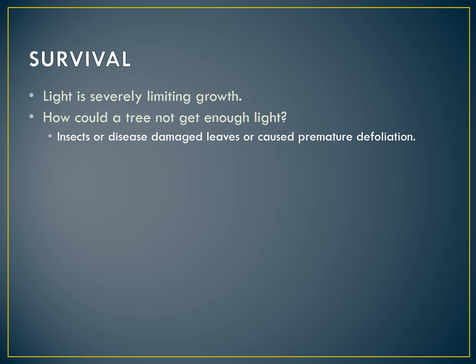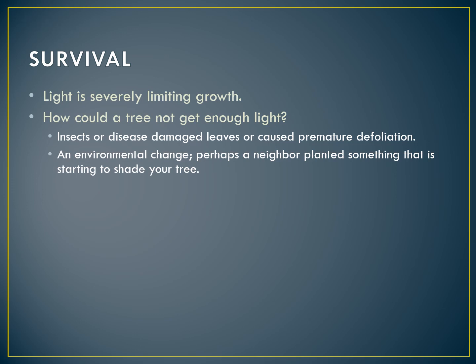Or another way to think about this is maybe there's an insect that's chewing on the leaf and literally eating the leaf, only leaving the veins. Well, if the insect is eating the leaf, there's not going to be any cells for photosynthesis. Another possible explanation might be that maybe somebody planted a larger tree that's shading your smaller tree. Originally, your tree may have had plenty of light, but now your neighbor's larger tree is putting your tree in the shade and it's not getting enough light for survival.